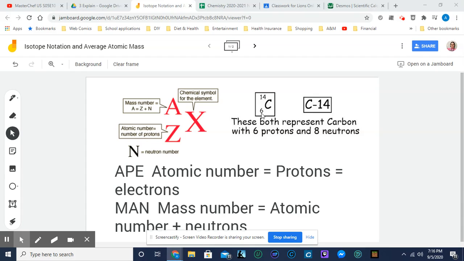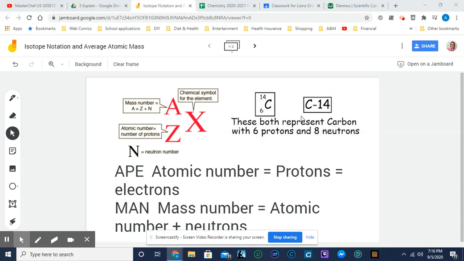So it has 6 protons, as we can tell from the atomic number 6 down here. And then it has 8 neutrons, because if I add 8 to 6, I will get 14. So if I take away 6 from 14, that gives me the number of neutrons, which is 8.